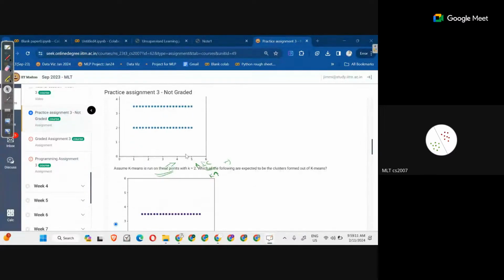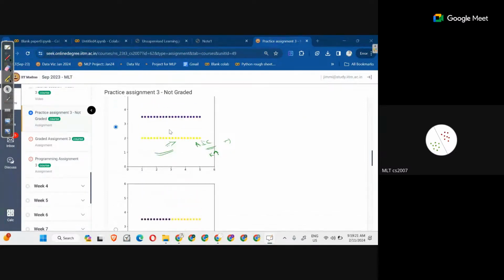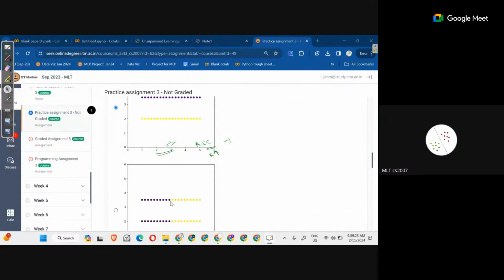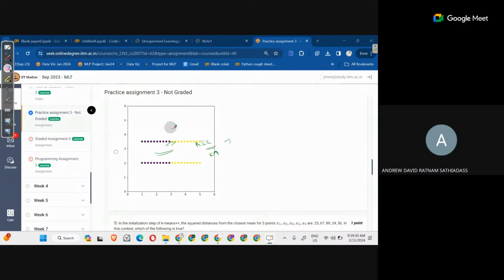So what we are saying is, assume k-means is run on these points with K equal to 2. Which of the following are expected to be the cluster formed out of k-means? Do you think the k-means algorithm won't give this one, only this one it will give? No, I'm not so sure. It might give the first one also, sir.